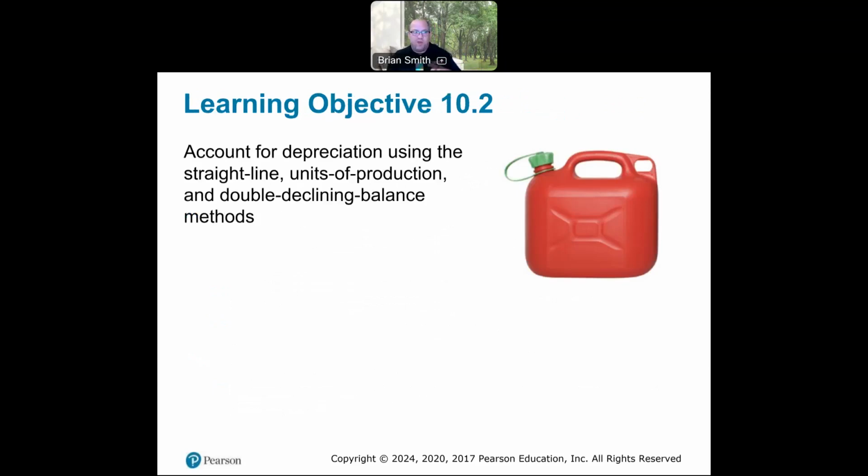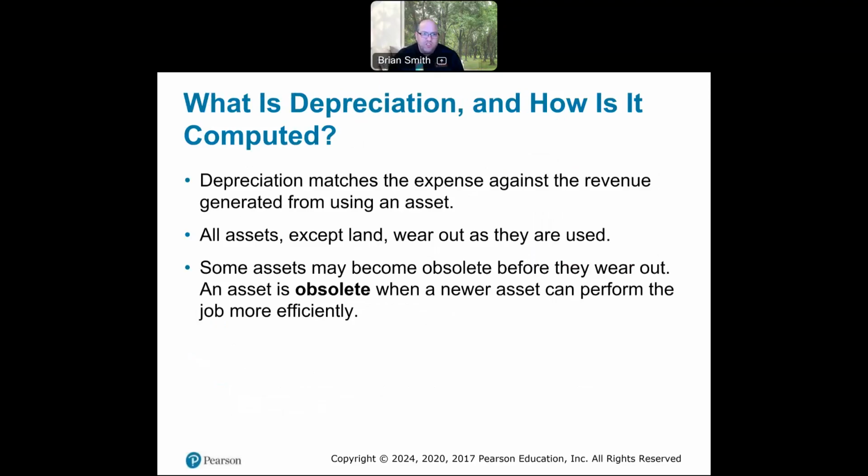Now we're going to get into the meat and potatoes of this chapter, which is the depreciation, the calculation, and how to do it. I'm going to teach you 3 methods, but it should be clear that there are more than 3 methods of depreciation. You can pretty much use any type of depreciation method as long as you have a justifiable reason for it.